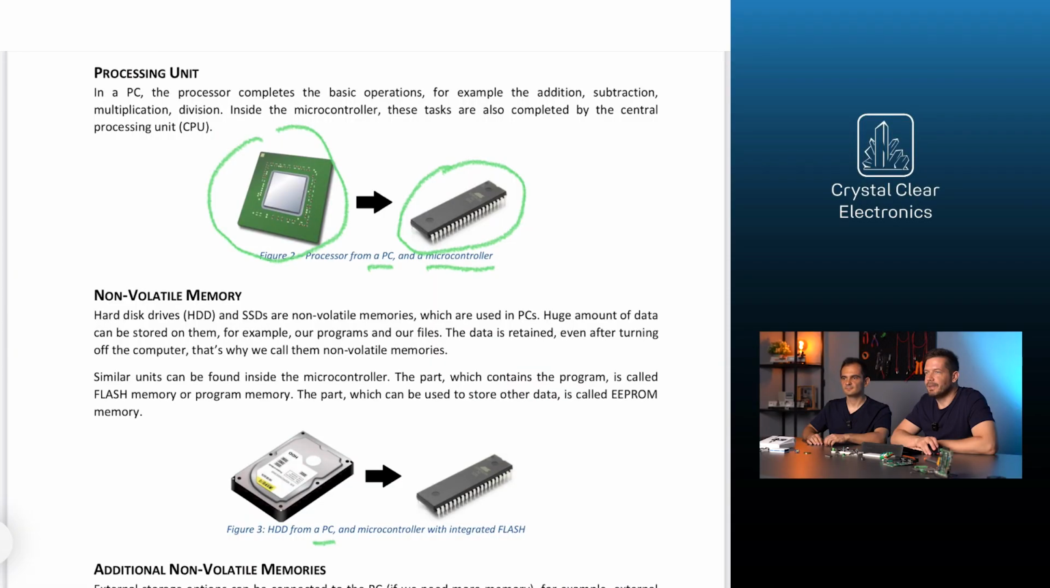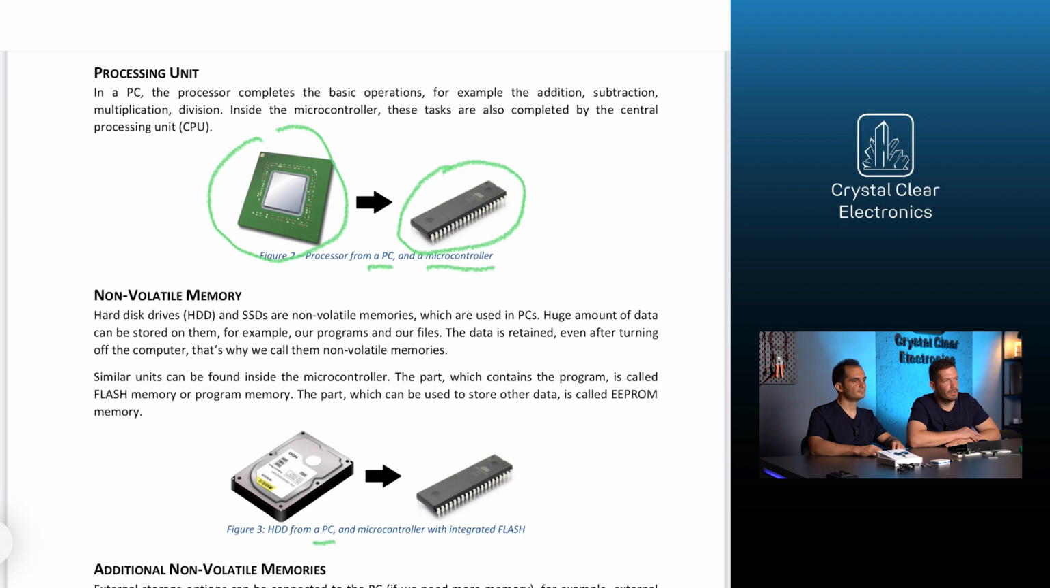Also, as you mentioned, there are several types of memory in a PC. A hard disk, or nowadays more commonly an SSD, and RAM, on the other hand, are 2 completely different memory units with completely different purposes. Hard disk drives, or HDDs, and SSDs are non-volatile memories which are used in PCs. Huge amount of data can be stored on them, for example our programs and our files. The data is retained even after turning off the computer. That's why we call them non-volatile memories.